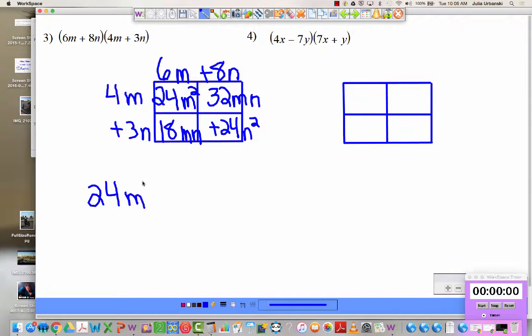24n squared plus, these are all positive, 32 plus 18, does that make 50? Thank you. 50mn. That's what both of those terms are. They have n times n. And then the last one is 24n squared.